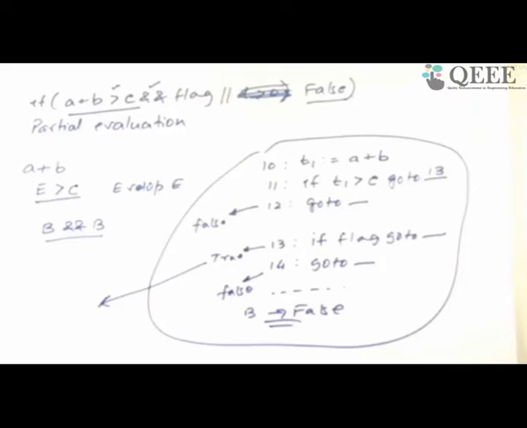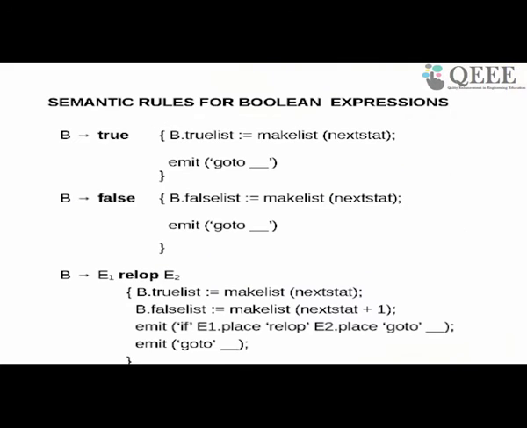on slide 129, if you go to slide 129, you'll see that I've written some semantic rules for B goes to false, which looks very out of the way. B dot false list equals make list, emit some go to, and so on, right? It's not very obvious why. And I've seen a false, whatever I'm doing and why I'm doing.